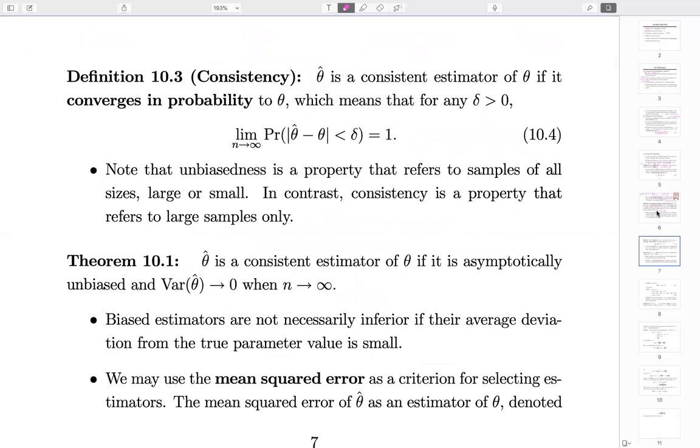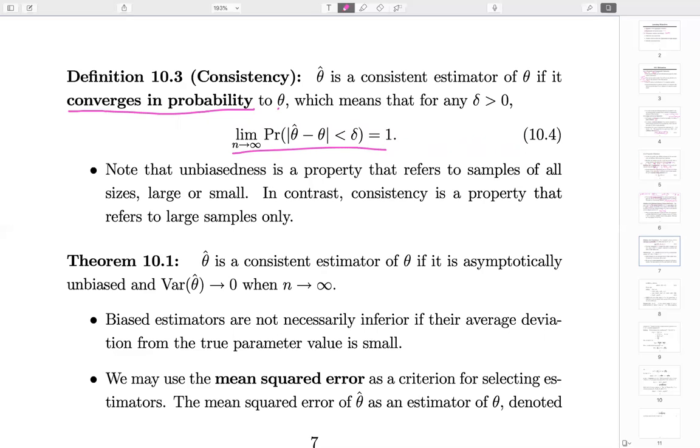But anyway, once we have that, we can define another important property. It's called consistency. Theta hat is a consistent estimator if it converges in probability to the parameter theta. This is the definition of convergence in probability.